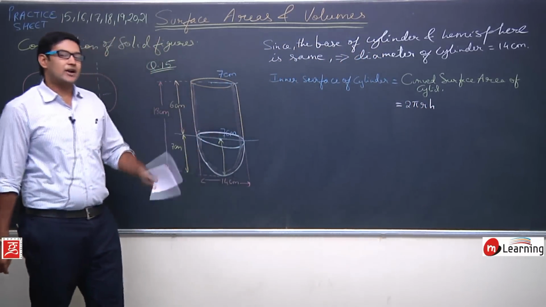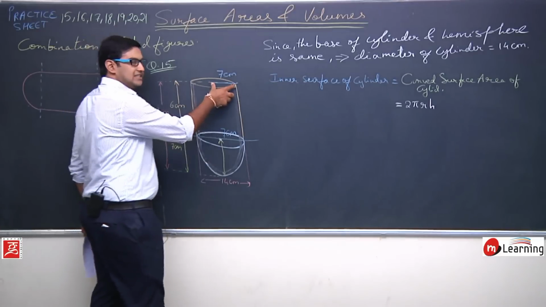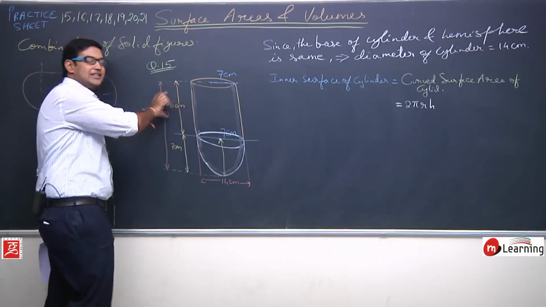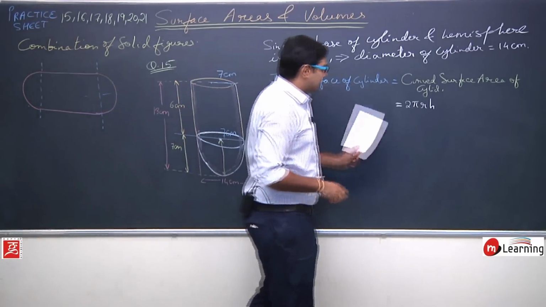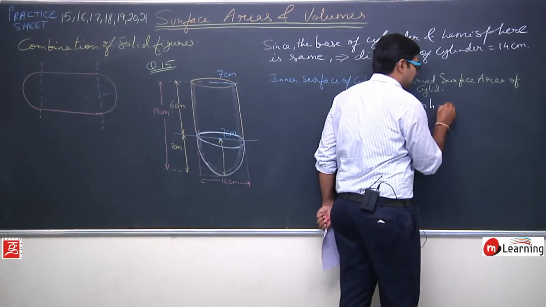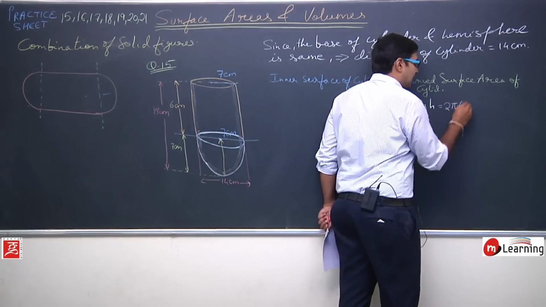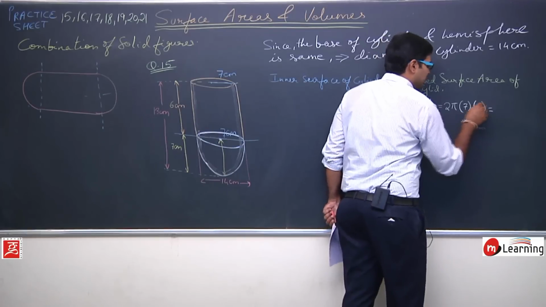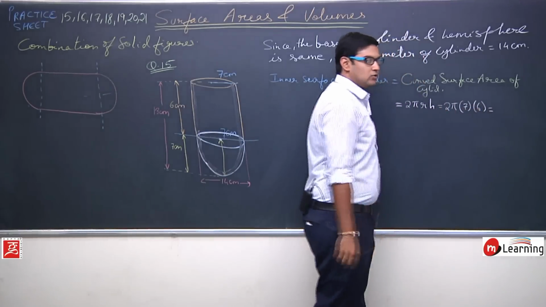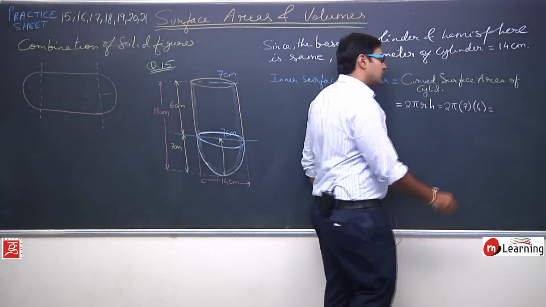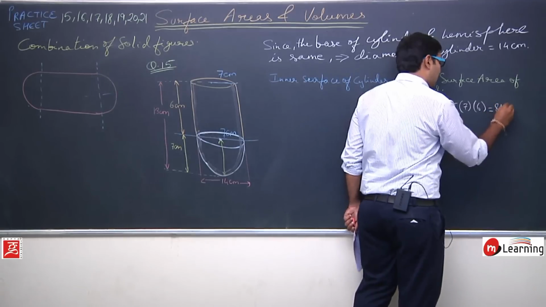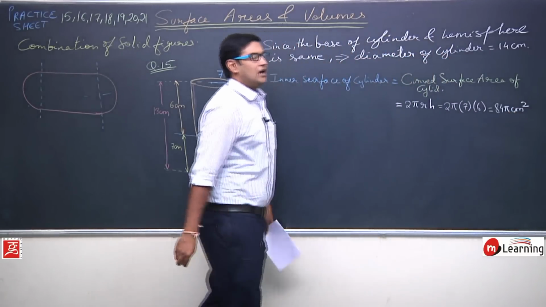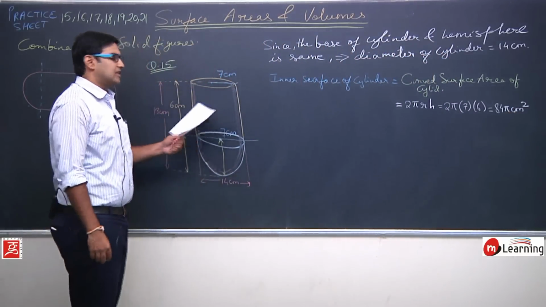2 and pi are constant. What is the radius? The radius is 7, and the height of the cylinder, which we just calculated, is 6 centimeters. So the inner surface area, or the curved surface area of the cylinder, is 2 pi, R is 7 into H is 6. So 7 sixes are 42, 42 into 2 is 84. So 84 pi centimeter square. This is the area of the inner surface of this cylinder.